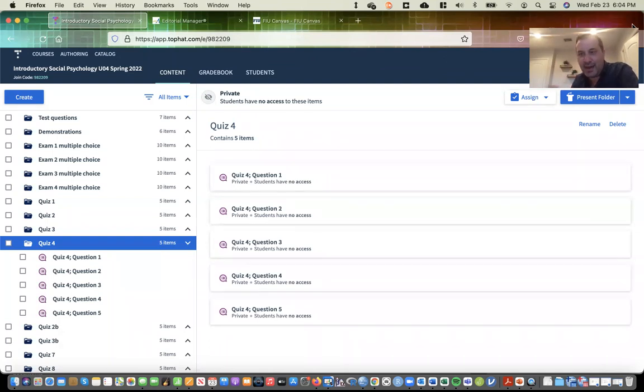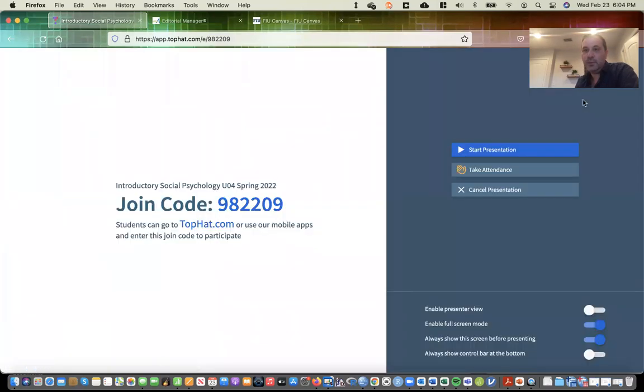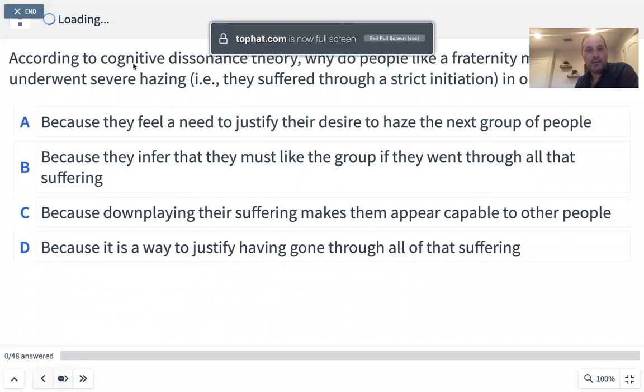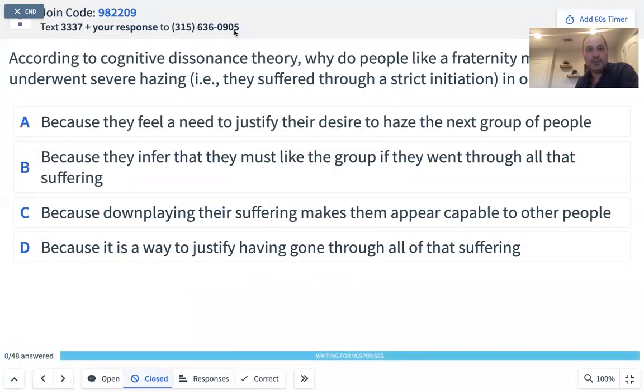But regardless, it doesn't matter. Even if that's the case, you can always text your responses. So just remember to text your responses to the phone number in the upper left here, and make sure you're using this 4-digit code. Don't use the join code, okay? It's just the 4-digit code that you're going to use to text your responses if you want to do that.